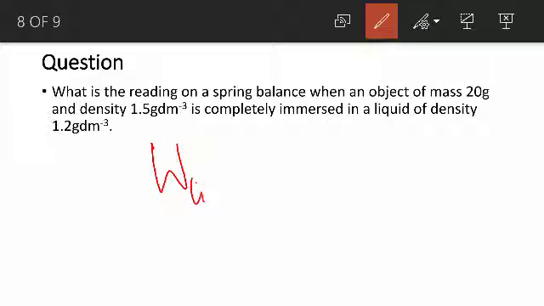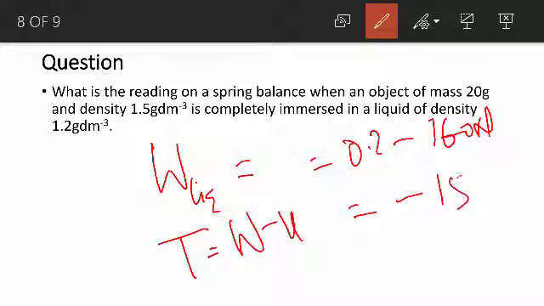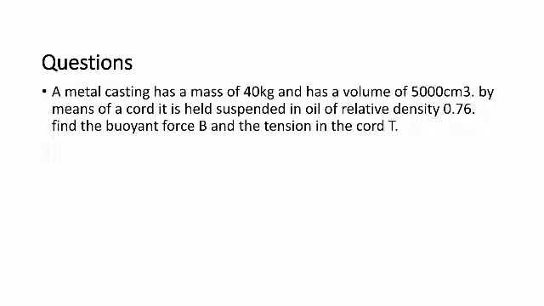Okay, so at this point we can now find the reading. The weight of the liquid, which is the tension, so that means we can say tension is weight in air minus upthrust. So the weight in air from what we saw here is 0.2 newtons, then minus the upthrust, which is 160 newtons, though that's not possible, but we have minus 158.8 newtons.